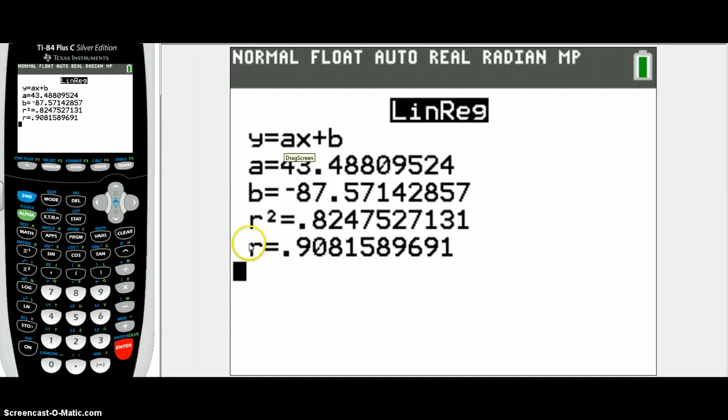I want to mention what R, the correlation coefficient, is. This one is 0.9, right, 0.908. That means that it's really close to 1, so this is a strong correlation coefficient. It indicates that the linear regression is a good fit for all of the points. The closer it is to 1, or the closer it is to negative 1, okay, the better the fit of the regression line.